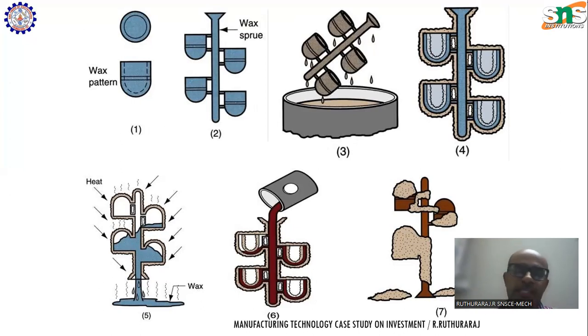To give you a quick recap, the investment casting process is used for making multiple components in a single casting process. This is a specialized type of casting process used for making multiple components in a single stretch. I hope you understood the case study on investment casting process.